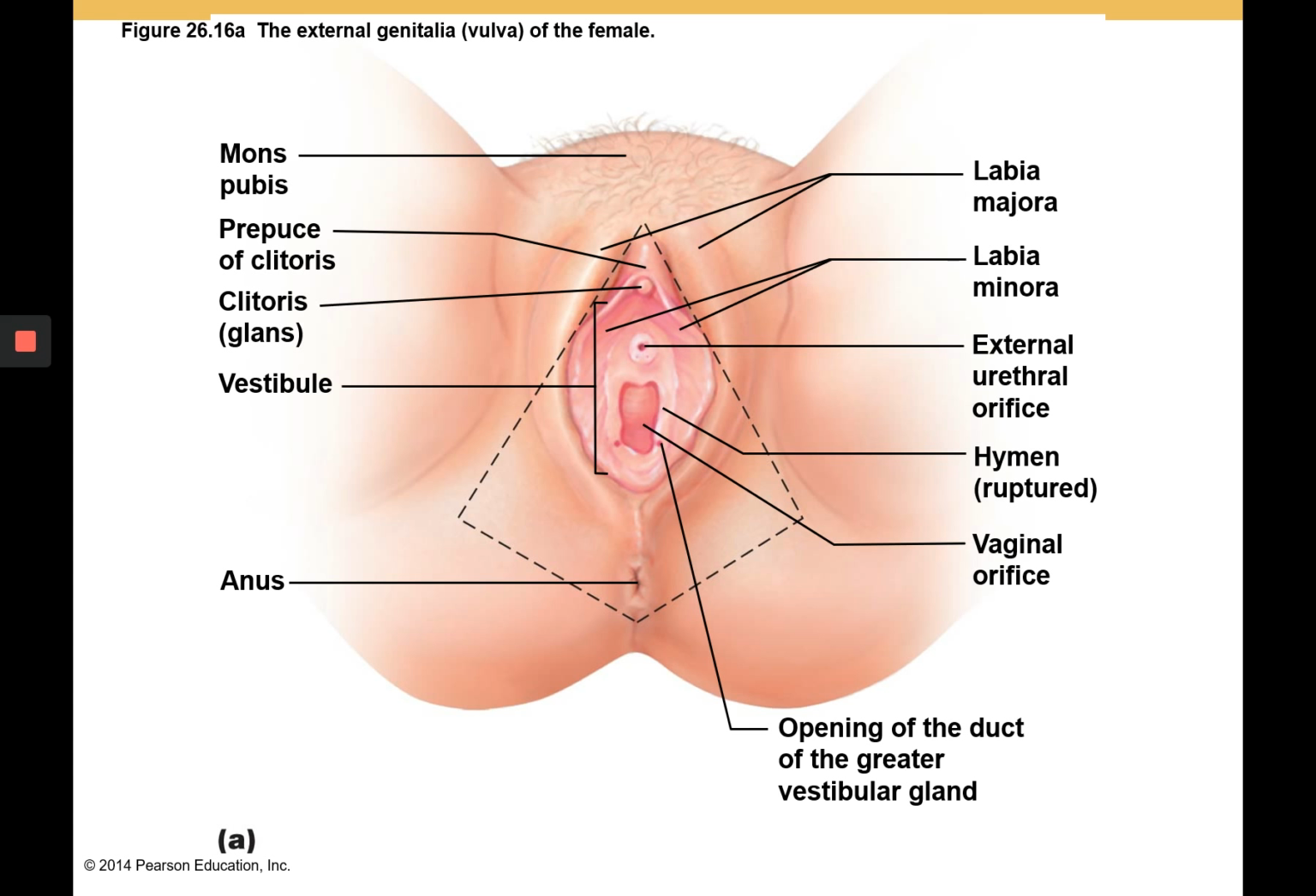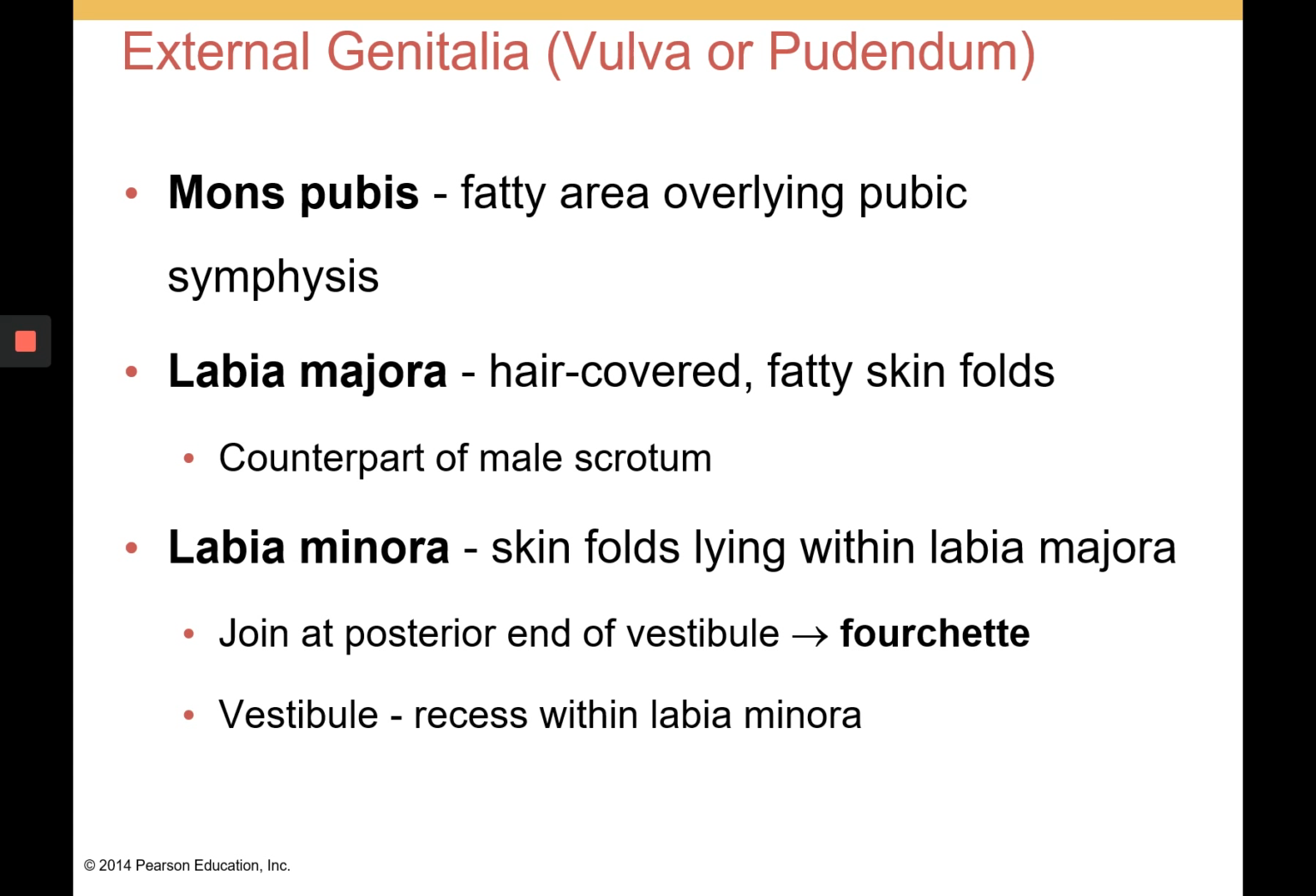We also want to just briefly look at the female perineum. The female perineum is outlined laterally by the ischial tuberosities, anteriorly by the pubic symphysis, and posteriorly by the coccyx. Structures we want to know that are in the female perineum are the mons pubis, a fatty area overlying the pubic symphysis, and the labia majora, which are hair-covered fatty skin folds. They're actually a counterpart to the male scrotum. The labia minora sit within the labia majora, and they join at the posterior end of the vestibule to form the fourchette. The vestibule is everything inside the labia minora. It's the recess within the labia minora.